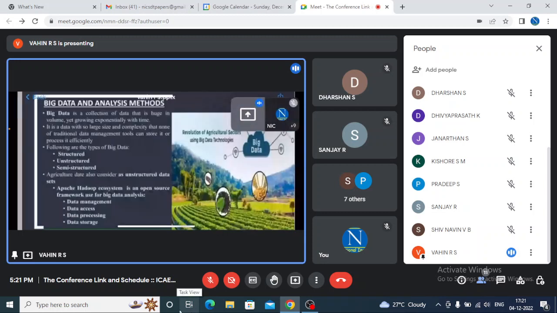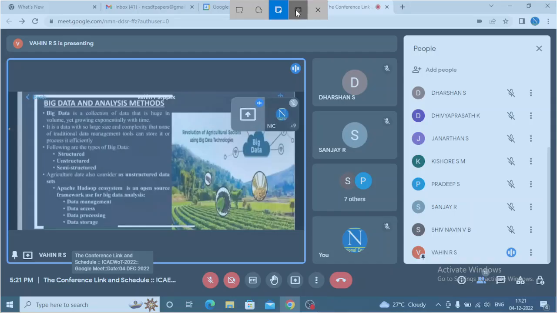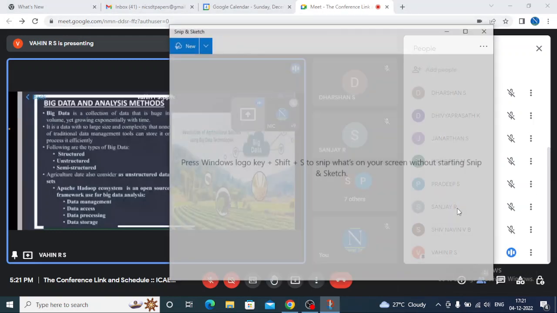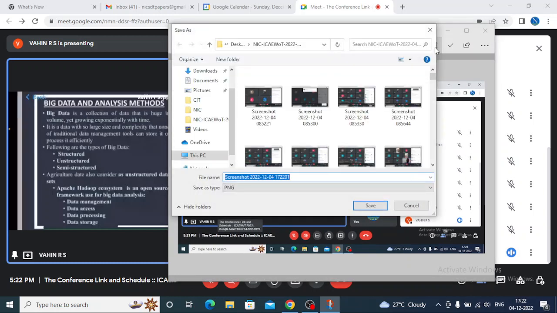The following are the types of big data: structured, unstructured, and semi-structured. About the topic, you can guess what they are related to. Agriculture data is also considered as unstructured data sets. The Apache Hadoop ecosystem is an open framework used for big data analysis, data access, data processing, and data storage. Here is the smart agriculture.